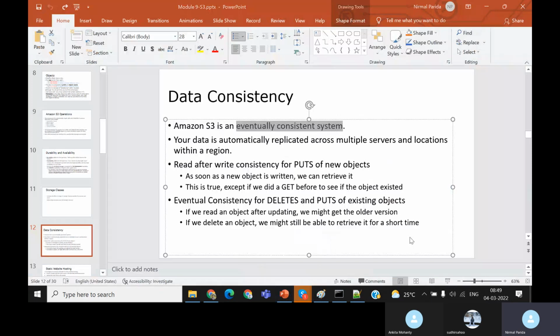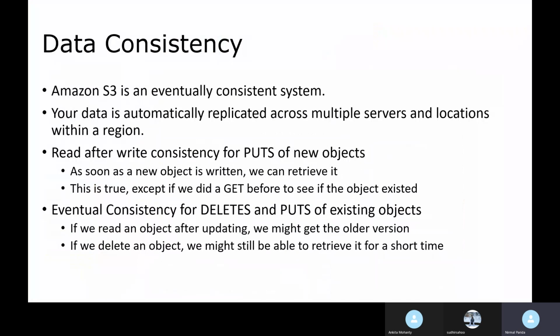Okay, now we can discuss. So eventually consistent system you got. Your data is automatically replicated across multiple servers and locations within a region. So read after write consistency for puts of new objects. For a freshly uploaded new object, the first version of the object, after write you can read the data. But it is eventually consistent for deletes and puts.